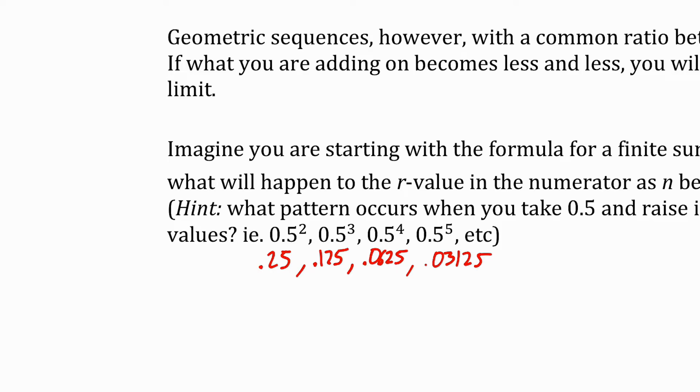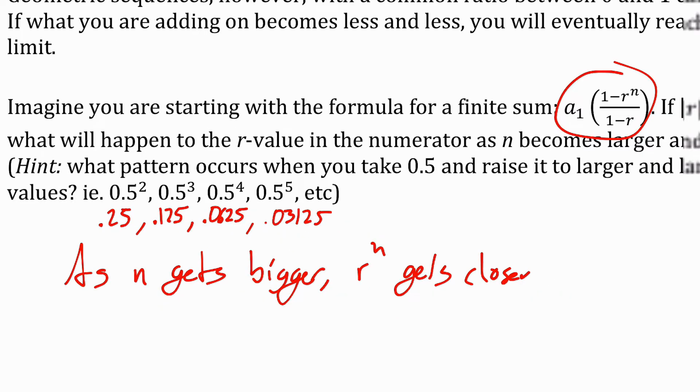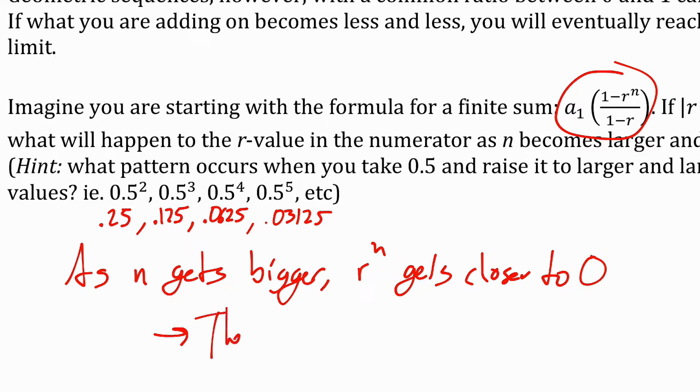In other words, as n gets bigger, r to the n gets closer to 0, which in turn means the numerator gets closer to 1.